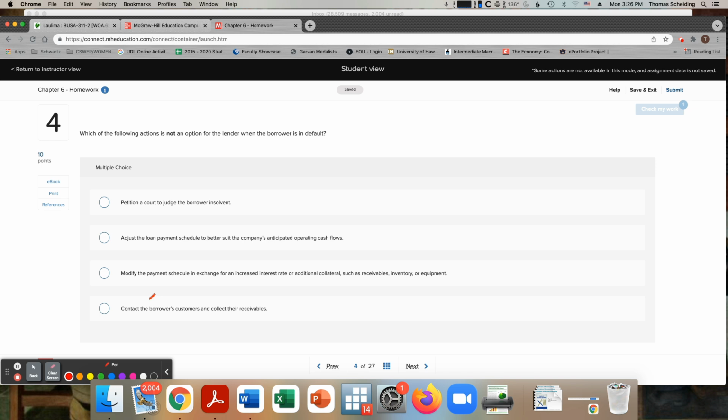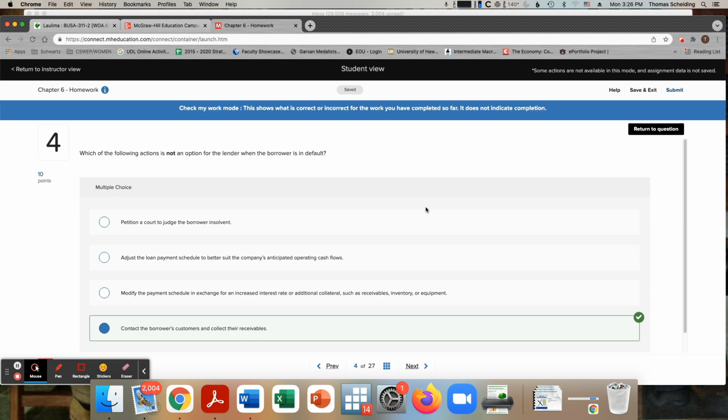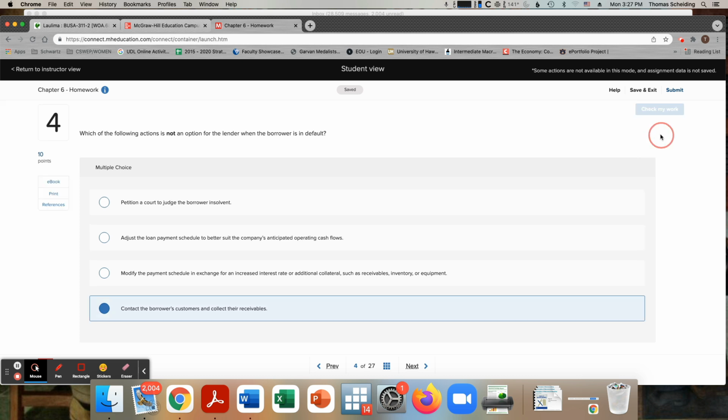But think about, when you're in default, what a business would be able to do against you. Generally speaking, can they file a court case? Yes. Can they allow you to adjust your payment schedule so that you can pay things on time? Yeah. Will they modify the payment schedule and in exchange increase the interest rate? Yeah. Can they contact your customers and collect the receivables themselves? I haven't heard of any cases like that. That would be highly unusual. So the correct answer should be this. But again, just think of any experience you have with how bankruptcy works for firms. Generally speaking, if you're having problems paying back your bills in your business, these are the options. Your creditors are not going to get involved with finding out who your customers are and directly collecting things.